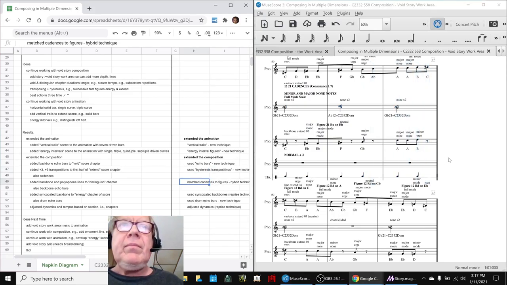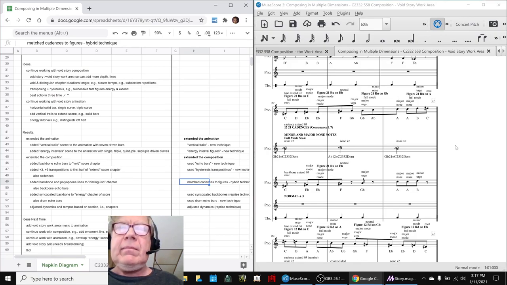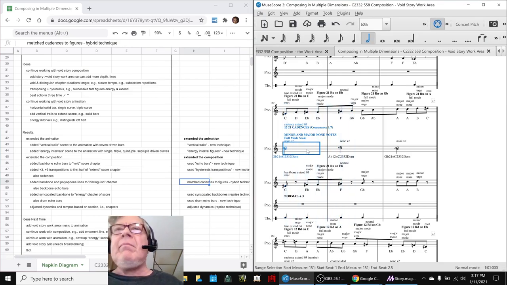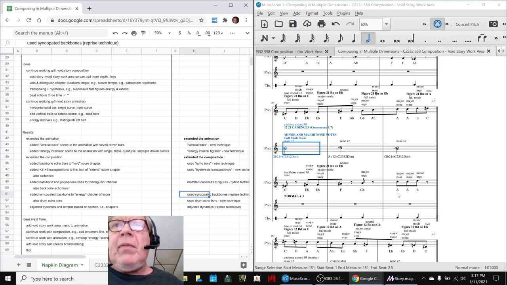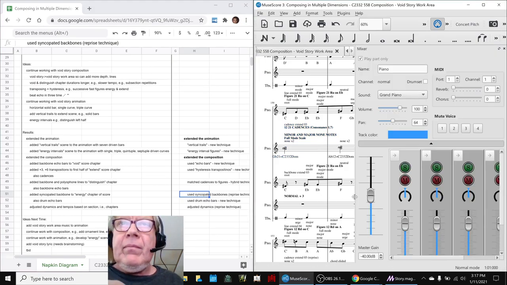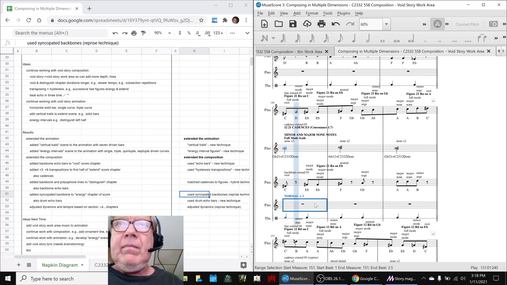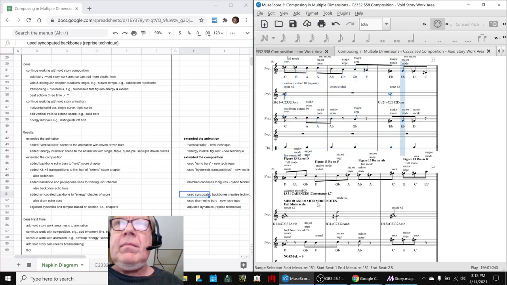We also matched cadences to the figures. These cadences here. And normally we pick cadences and then we make figures to go with them, but this time we did it the other way around, so we called that a hybrid technique. We used syncopated backbones, which is something we've used before. An example of a syncopated backbone is right here. And we also did that further up.